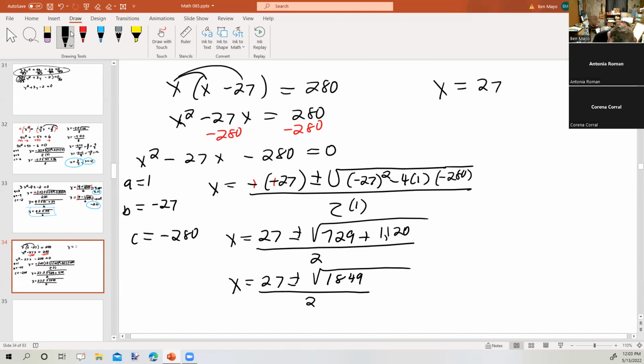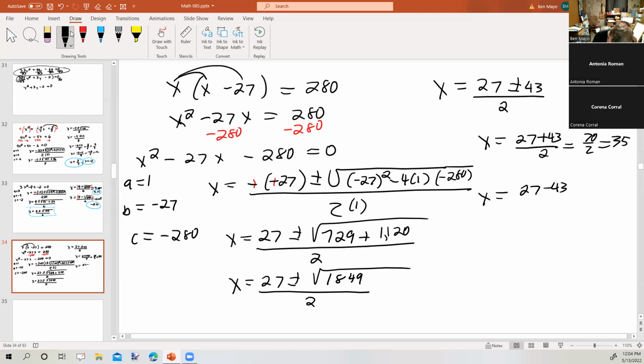So we got 27 plus or minus 43 all over 2. X equals 27 plus 43 over 2, which is 70 over 2 or 35. X equals 27 minus 43 over 2. Oh, what is that? Negative 16 over 2, which is negative 8. I think that's right. So X equals 35. X equals negative 8.